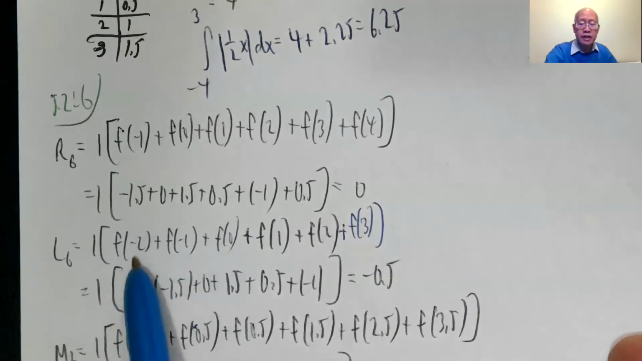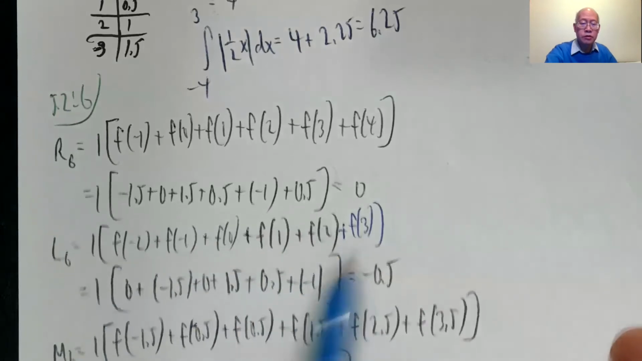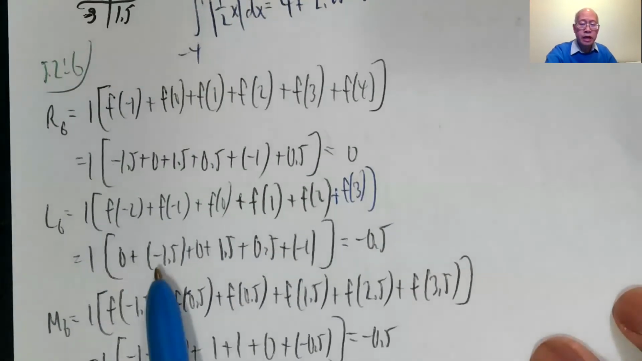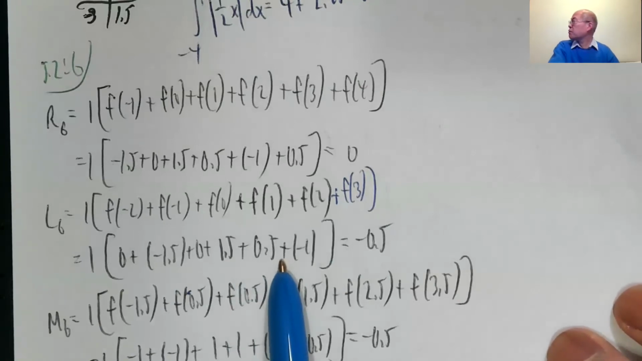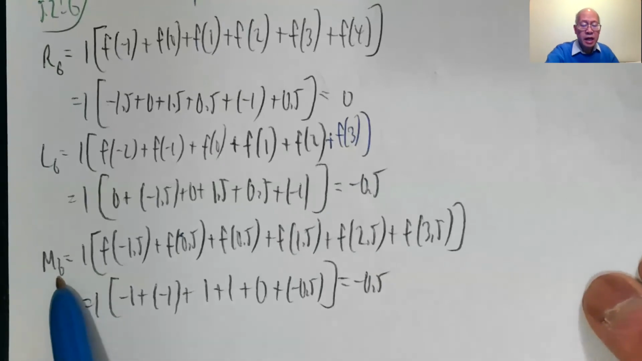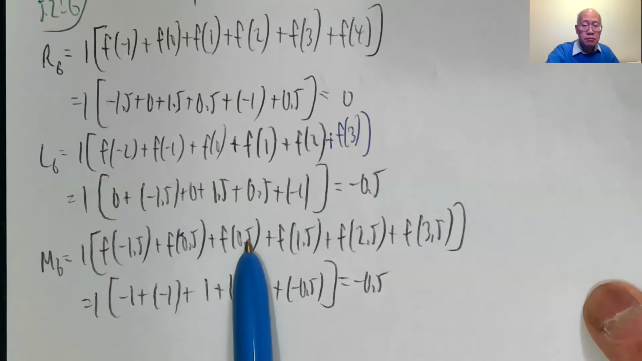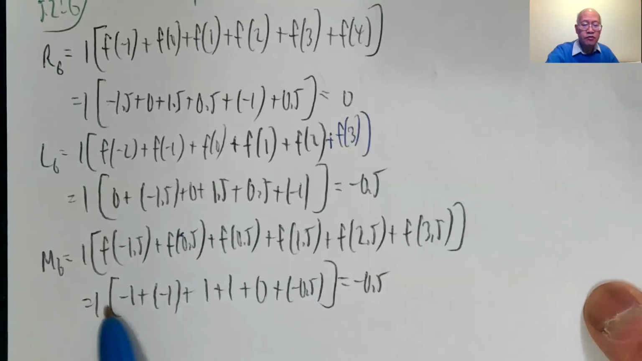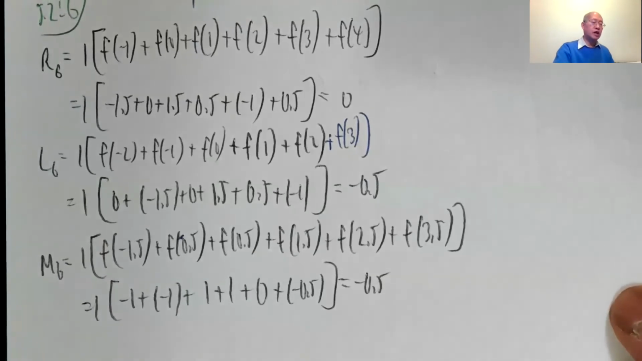L6, I want the function values at the left endpoints that I mentioned. Those are at -2, -1, 0, 1, 2, and 3. Here are the heights, 0, -1.5, 0, 1.5, 0.5, -1. You have to look at the book for that, -0.5. And then M6, 1 times function value at the 6 midpoints. Those heights were -1, -1, 1, 1, 0, and -0.5. -0.5 is my answer.